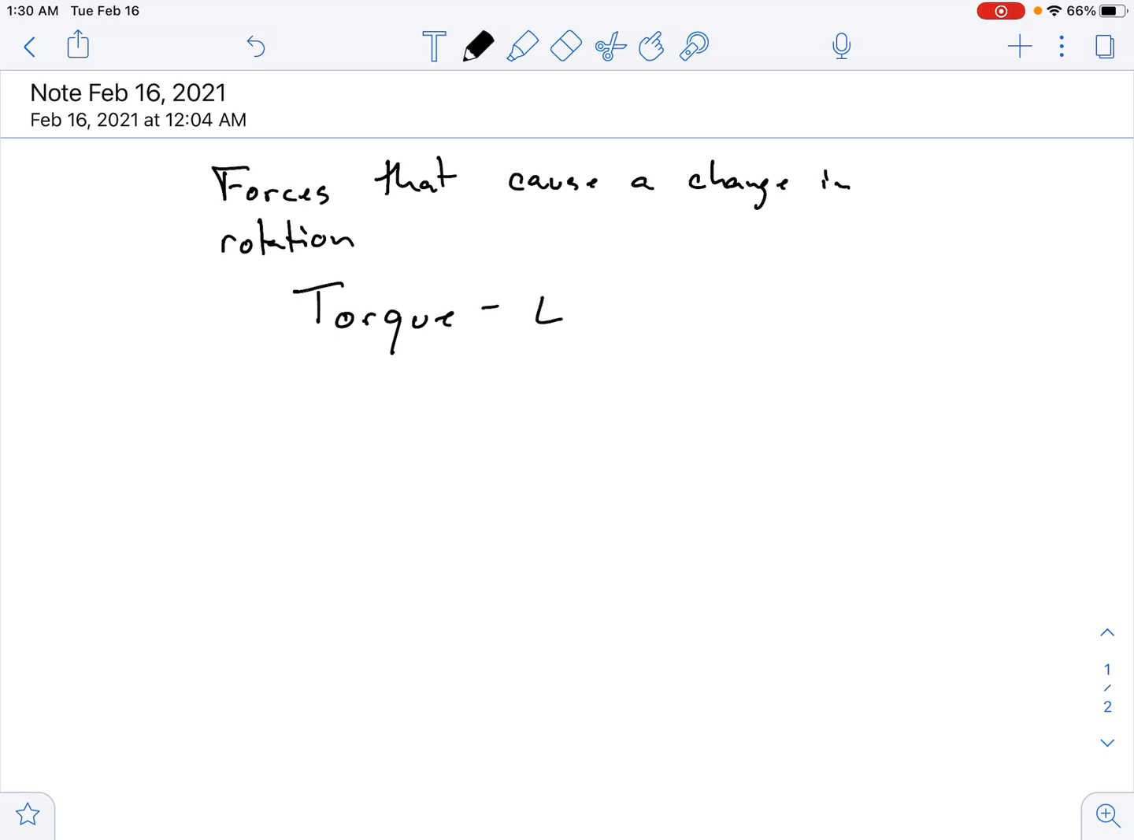We give torque the Greek symbol tau. Again, torque is any force that causes a change in rotation. There are three things that are going to determine how much torque a force has.